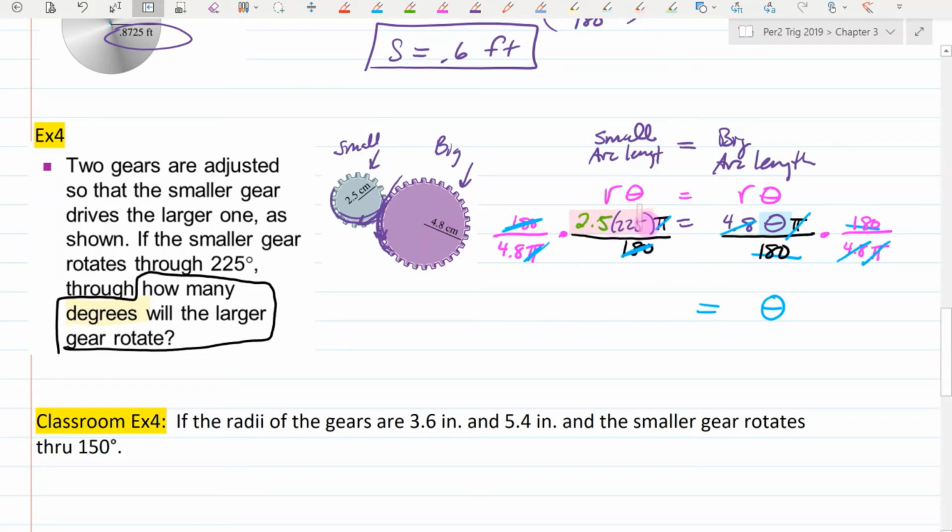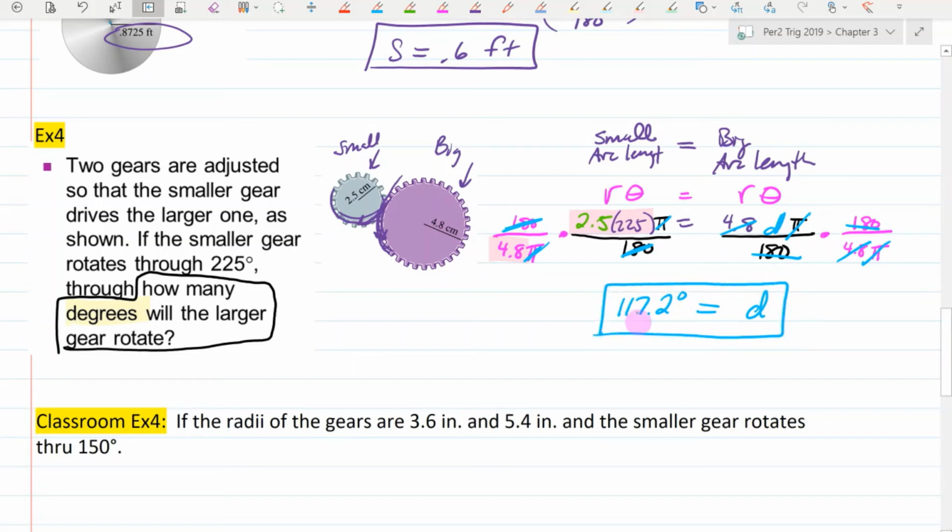So these two multiply together, divided by that. Okay? So 2.5 times 225 divided by 4.8, and that should give you, and actually this theta, I'm going to put a D here to indicate that that's degrees. Okay? Because that's what we're looking for. If we multiply all this out, we're going to get 117.2 degrees.